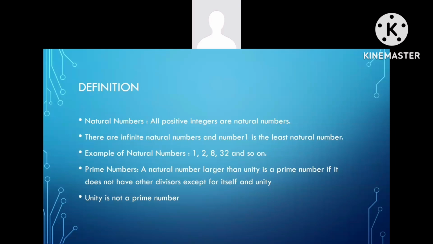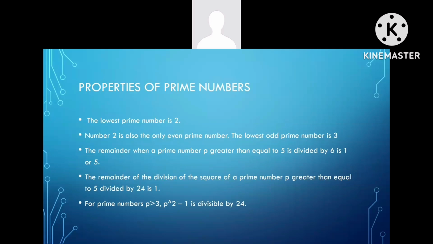Prime numbers. A natural number larger than unity is a prime number if it does not have other divisors except for itself and unity. Unity is not a prime number. Then comes the properties of prime numbers. The lowest prime number is 2. Number 2 is also the only even prime number. The lowest odd prime number is 3.